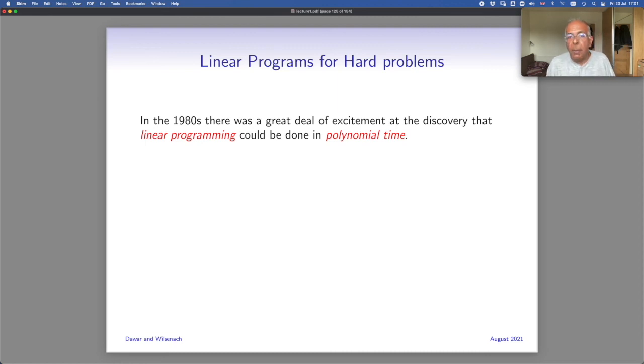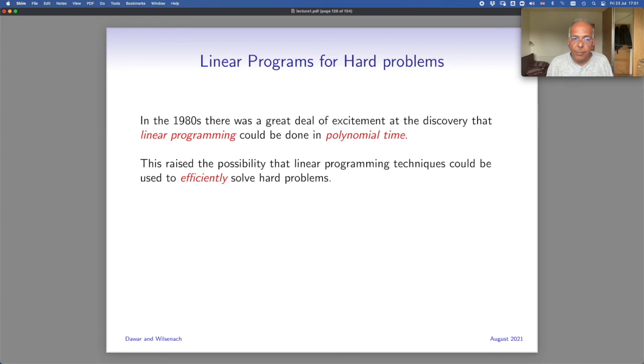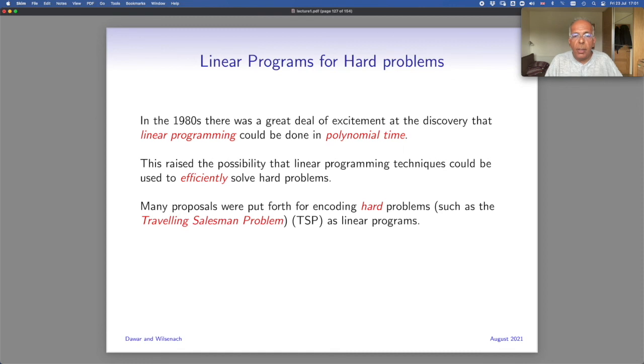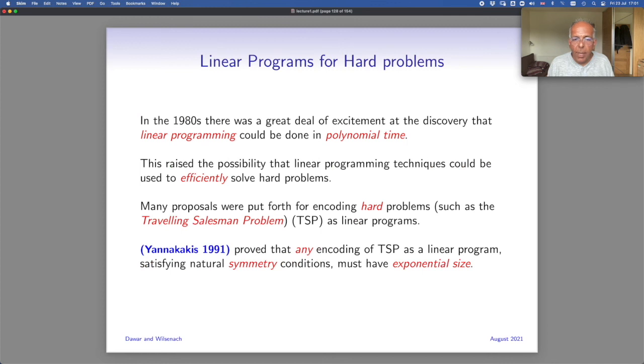Some people thought that maybe the discovery that there are polynomial time algorithms for it could lead to polynomial time algorithms for hard optimization problems, such as NP-complete problems. So proposals were put forward for encoding hard problems, such as the traveling salesman problem, as linear programs. And I will say a little bit about this later on. And Yannakakis proved that any encodings of the traveling salesman problem as a linear program satisfying certain natural symmetry conditions must have exponential size.